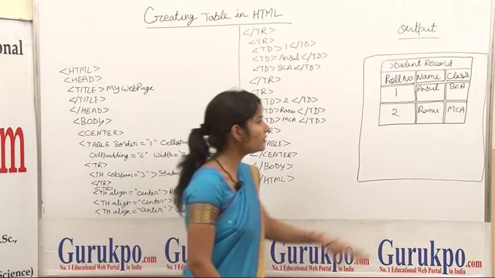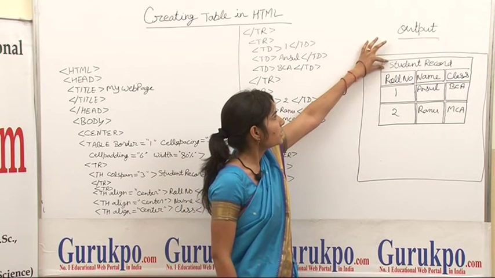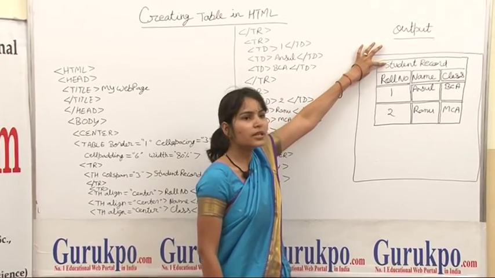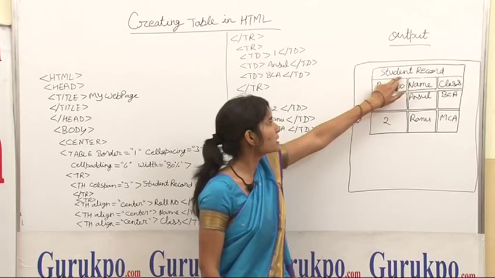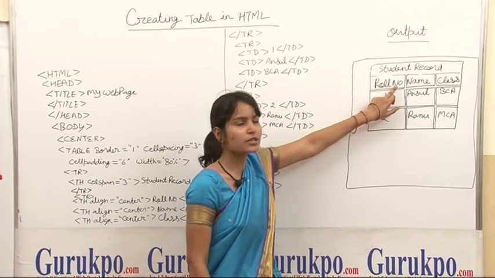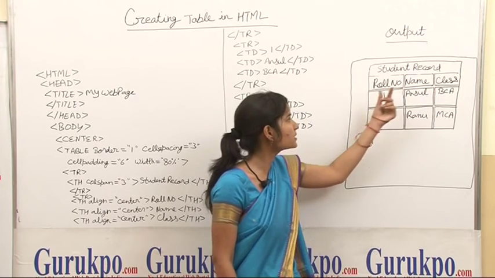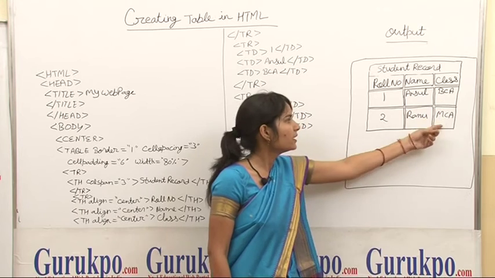Here we will display the output of this program. Here Student Record is used in the first row. Here we merge the cells of this row. Second, we use the th tag to display the headings: roll number, name and class. Third, the td tag is used to define this data in the table.